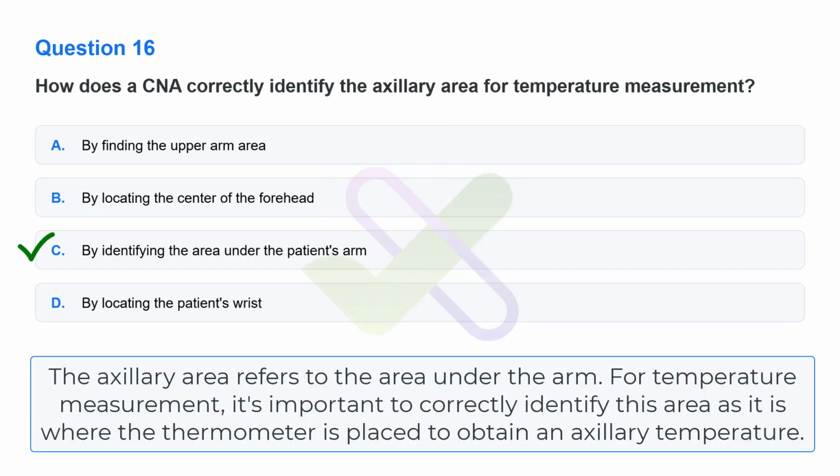The correct answer is C. By identifying the area under the patient's arm. The axillary area refers to the area under the arm. For temperature measurement, it's important to correctly identify this area as it is where the thermometer is placed to obtain an axillary temperature.